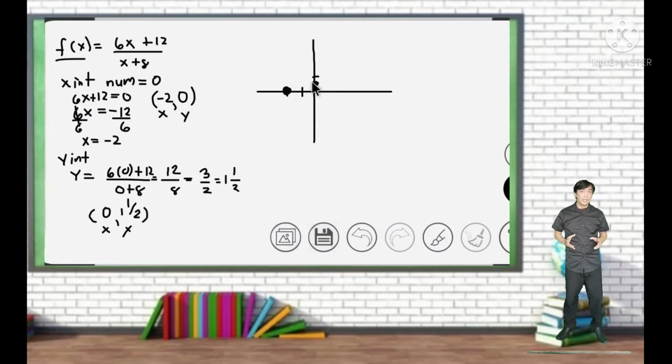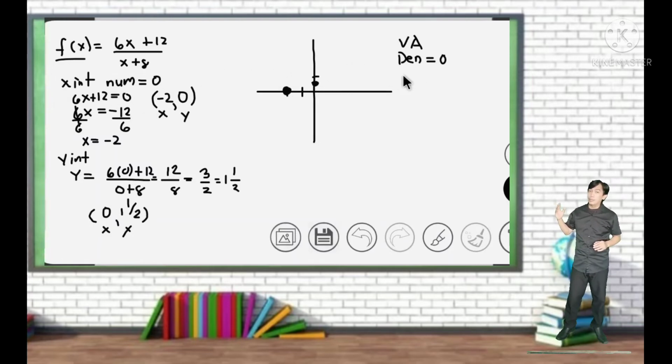Ayan. Okay, ngayon, kukunin daw natin yung mga tinatawag na asymptotes. Okay? So, una natin kunin yung tinatawag na VA, vertical asymptotes. Dito ko siya ilagay. VA, vertical asymptotes. Sa pagkuha ng vertical asymptotes, kukunin mo lang yung denominator. Whatever value of the denominator, sulat natin, then, denominator is equal to 0. So, para lang siya yung pagkuha ng x-intercept. So, the denominator here is x plus 8.